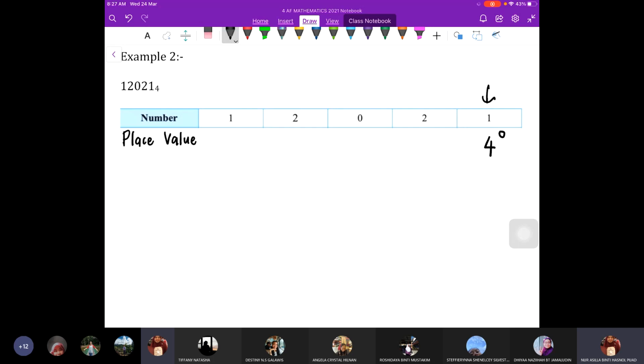Okay. The second digit, 2. What is the place value for 2? Alright, Dia. Dia Imanina. Dia ada kat situ? Nur Dia Imanina. Kena buka mic ya. Saya bukakan boleh ke? Okay, Dia. Apa place value untuk 2 ni?